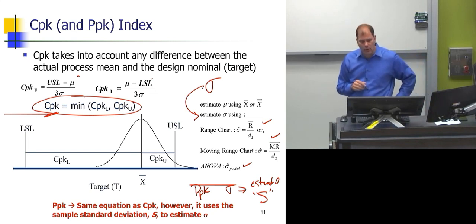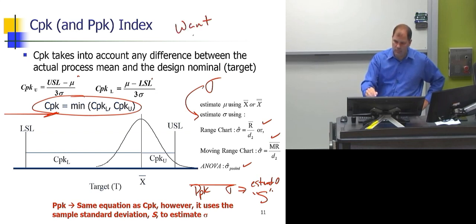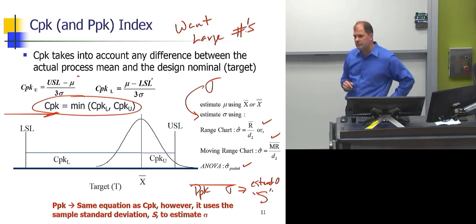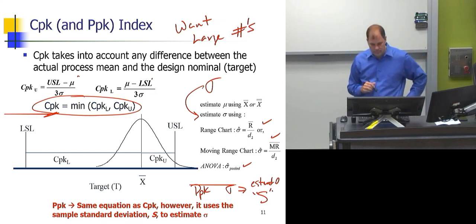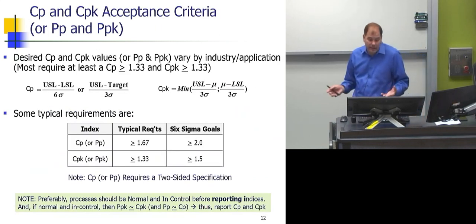Do we want higher or lower numbers of CPK and PPK? Want large numbers. Right. Doing okay? All right, these are the calculations.